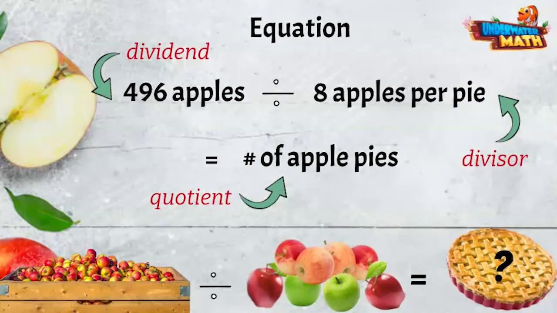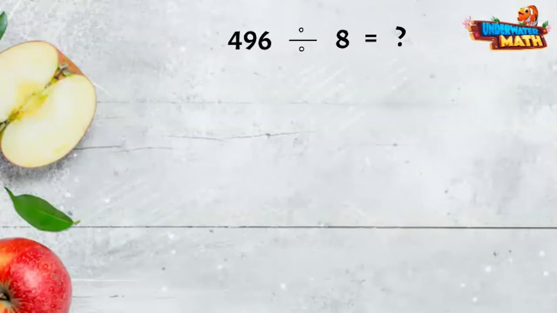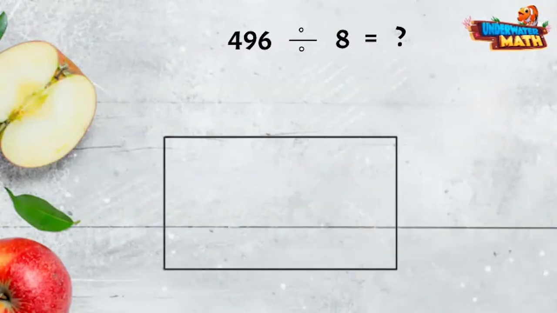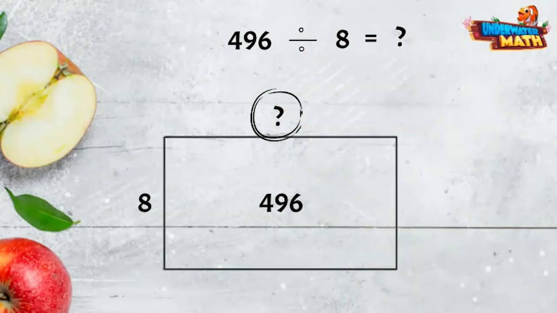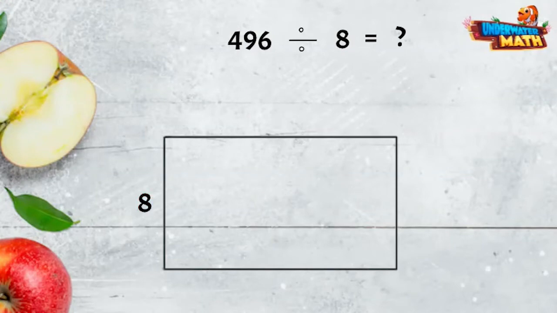Using our equation of 496 divided by 8, let's draw out the area model. One side of the area model represents the divisor of 8. The inside represents the dividend of 496, and the other side of the model represents the missing quotient. To find this missing side, we need to determine how many times 8 fits into 496, and we can do this in parts. Let's use multiplication to estimate, or get close.